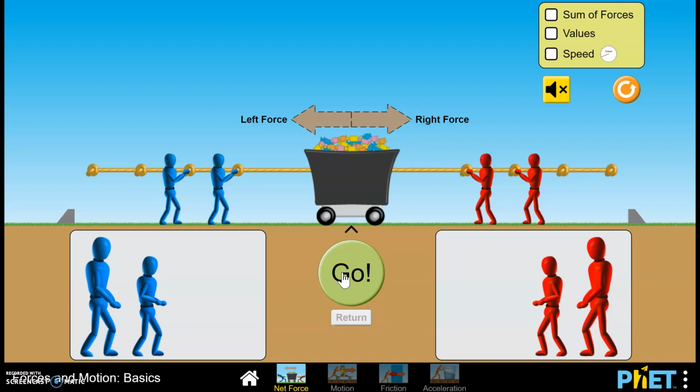I want for you to make a prediction about what you think is going to happen to this cart of candy once these guys on both sides of the candy cart start pulling. Go ahead and pause the video and you can record or share your answers with Miss Campbell.